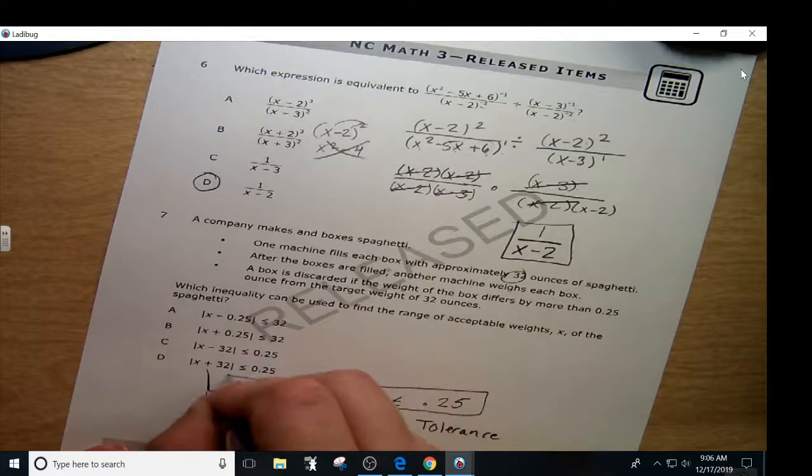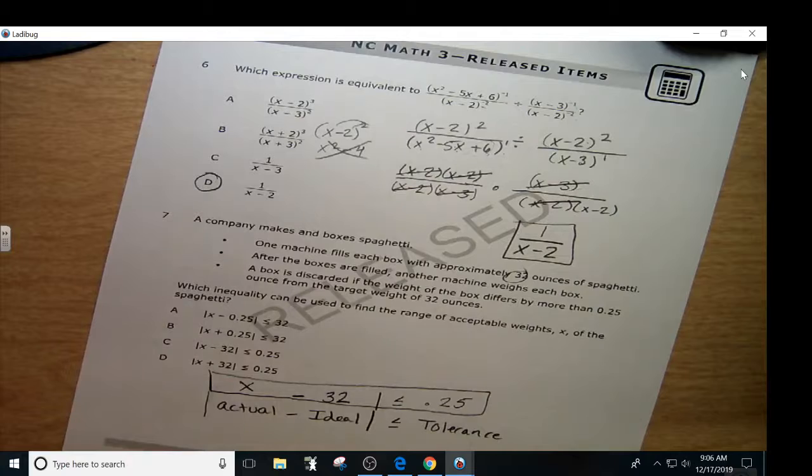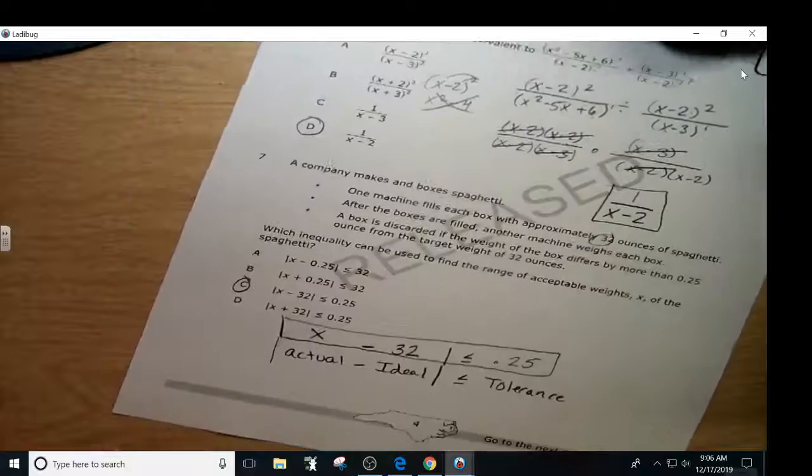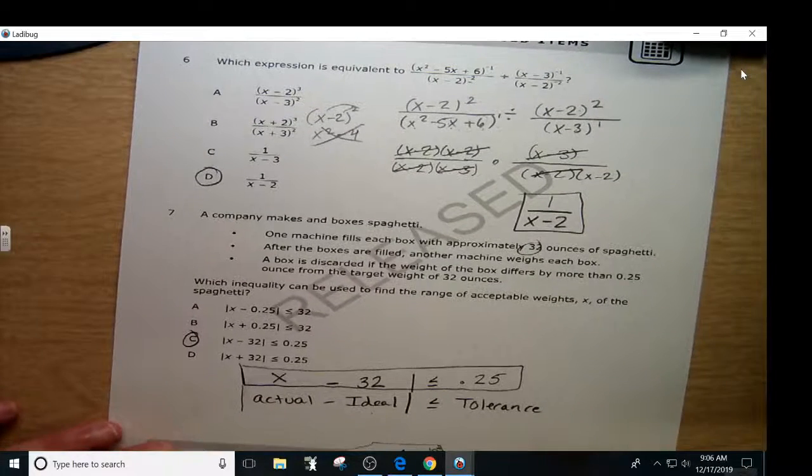So what would be my answer? It's C. Guys, if you had this formula, there is nothing to that problem whatsoever. You don't have to do any math.